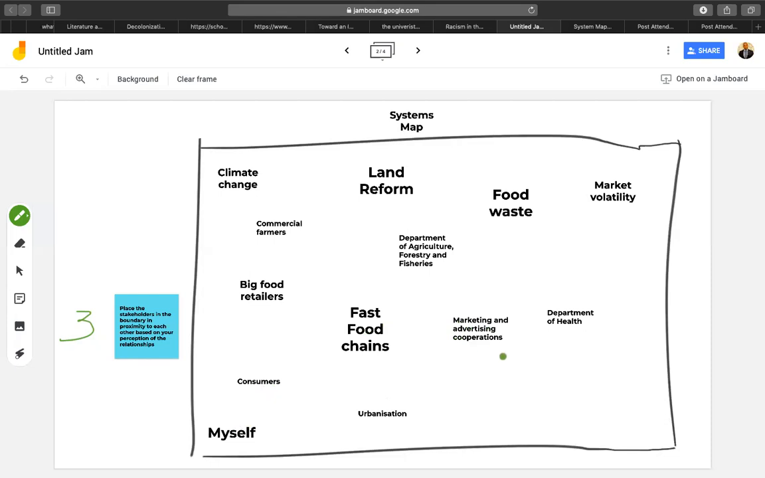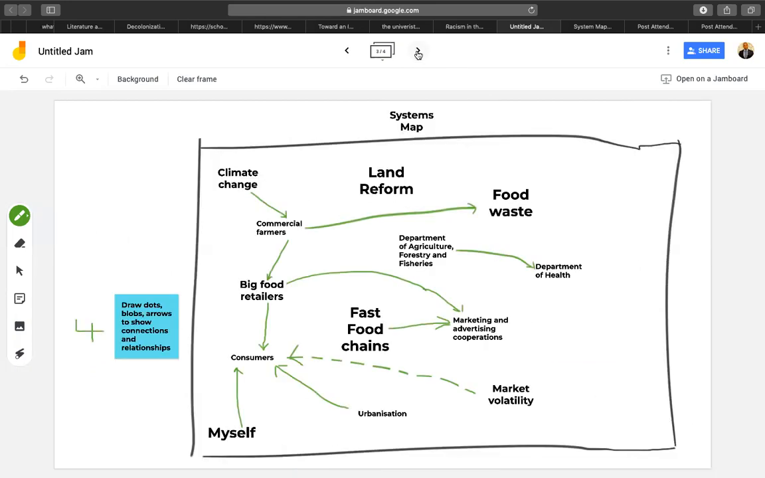I have also identified what I consider to be barriers to food security. Things like climate change here, land reform, food waste, and market volatility. And you can see other players here: Department of Agriculture, Forestry and Fishery, Department of Health, big food retailers. So here I'm just populating the different stakeholders, the different players in my system of exploration.